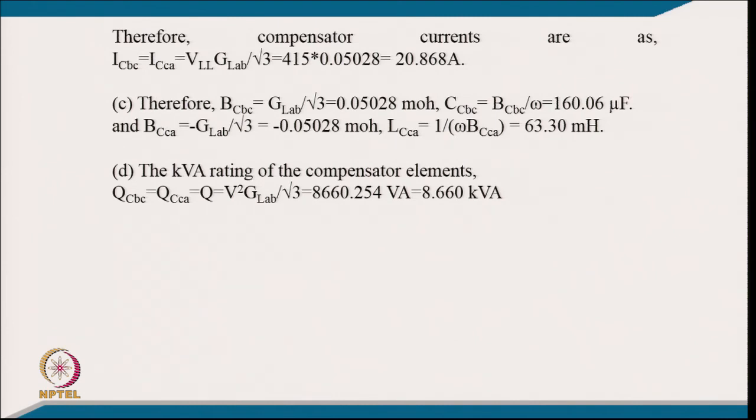And this will convert the whole network into a 3 phase balanced supply system, and you can find out the kVA rating of the compensator element: QBC equal to QCB equal to V square GL upon root 3, and it comes to 8660.254 VA, or you can call it equivalent to 8.66 kVA. That is the rating of one element, and a similar rating of the other element is also to be connected across the other line.